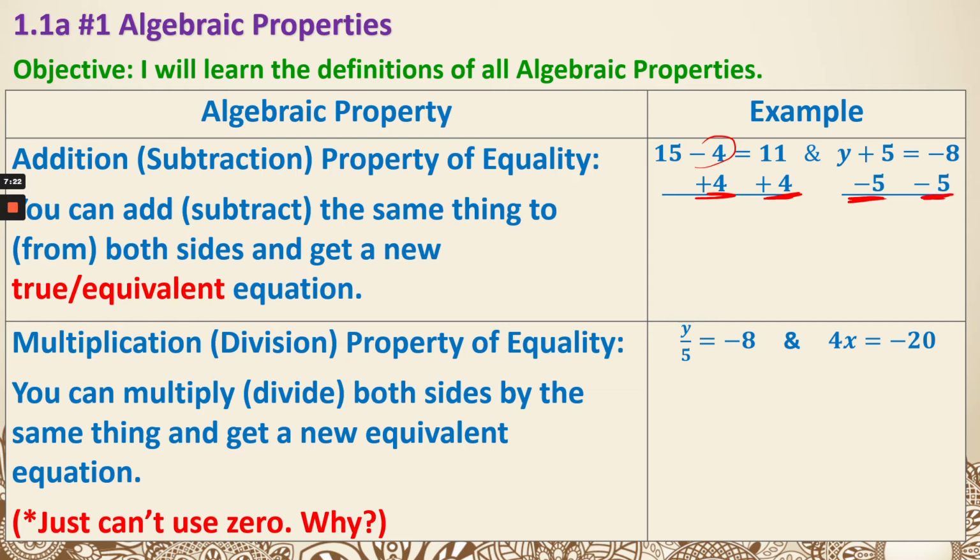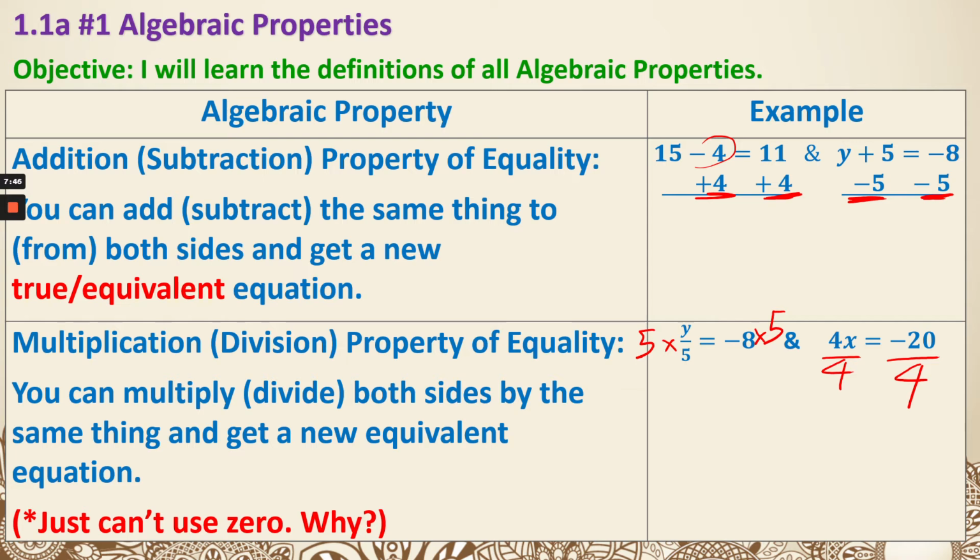Next, if you are dividing by something, you can multiply by 5 on both sides to get rid of it. And that is multiplication property of equality. You can multiply both sides by the same thing and get a new equivalent equation. Or if it's already being multiplied, you can divide both sides by a 4. That would be the division property of equality. You can divide both sides by the same thing and get a new equivalent equation.